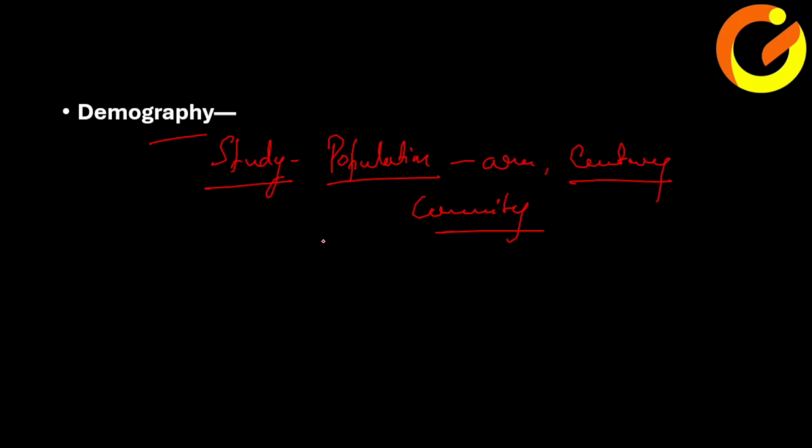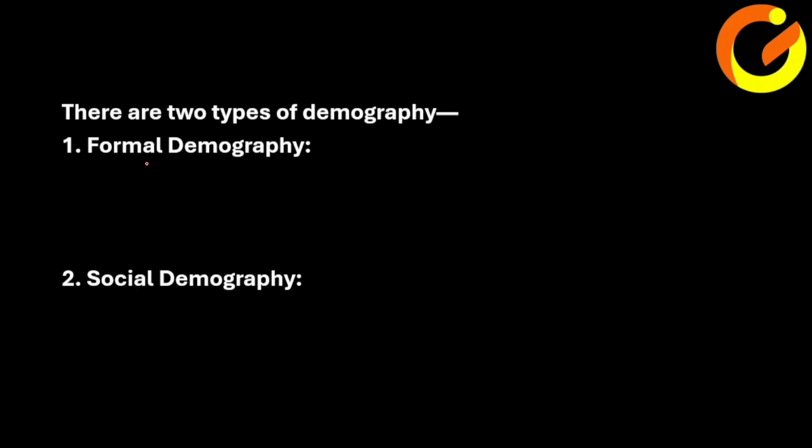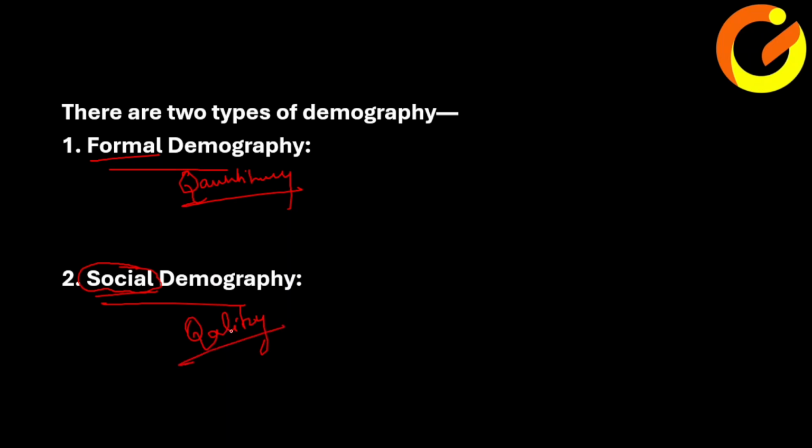Simple, right? So demography is classified into two kinds. Two types of demography are there: formal demography and social demography. Listen very carefully. Here we are not talking about informal demography. So one is formal demography, another one is social demography. There are little differences. What are the differences? Formal demography talks about quantitative data, and social demography talks about qualitative data. It is about the quality, it is about the quantity. You got it? So let us see some examples and understand.